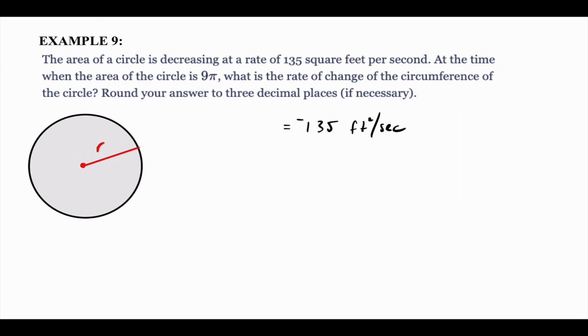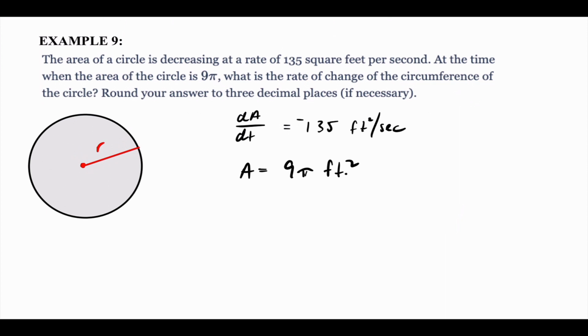dA over dt, yeah. D capital A over dt, good. The area is increasing because it's a rate, good. Okay. What else do we know? Area is 9 pi. That's feet squared, because it's not a rate, it's just the area. Good.